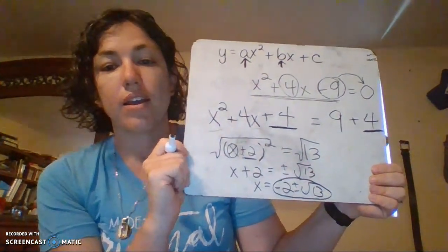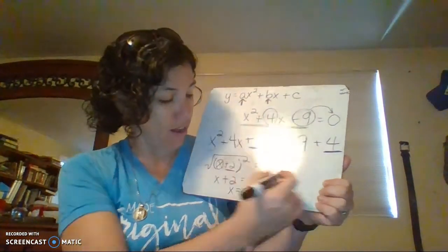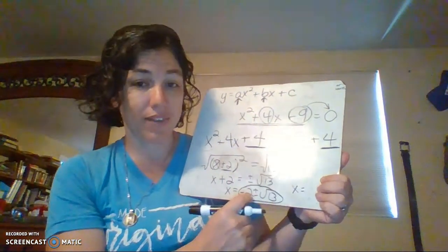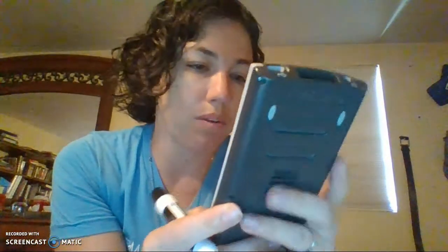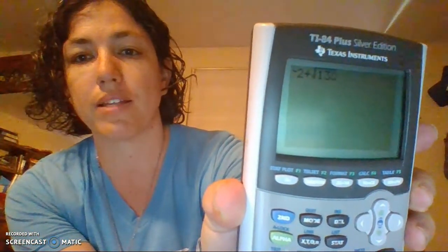Now it looks kind of simpler put this way, but you can always plug this into your calculator. I'm okay with you leaving it like this, your answer, but you can always plug it into your calculator, and you have to do it in 2 separate steps. Let me see, negative 2 plus the square root of 13, so it's going to look like this. Negative 2 plus, and when I get that answer, it's about 1.6.